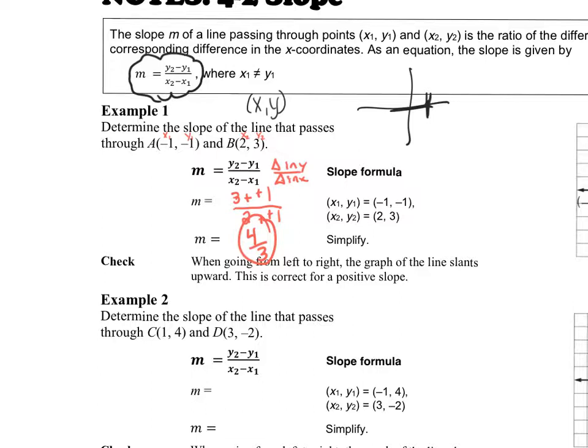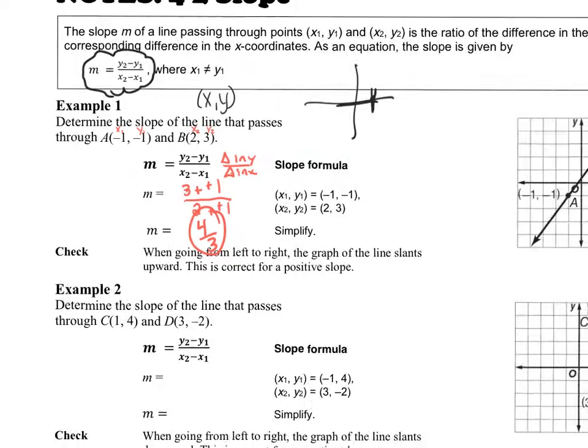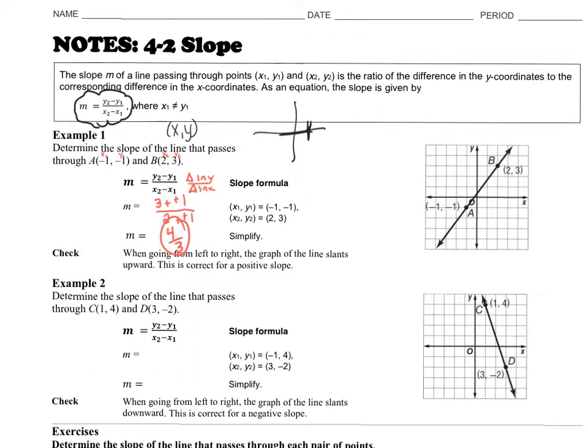Right now, I want to leave it in this form, okay? Because I want to leave it in a rise over run form. If I wanted to divide it later, I could, and I could get 1.3. But right now, I want to leave it in that form because I want to be able to find the slope. Okay?